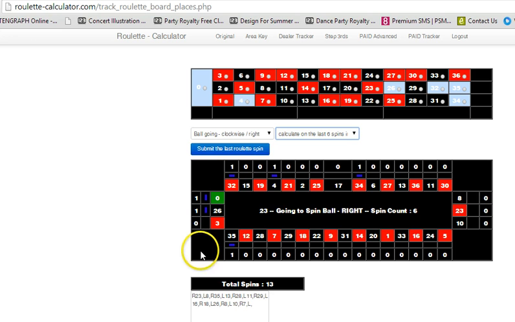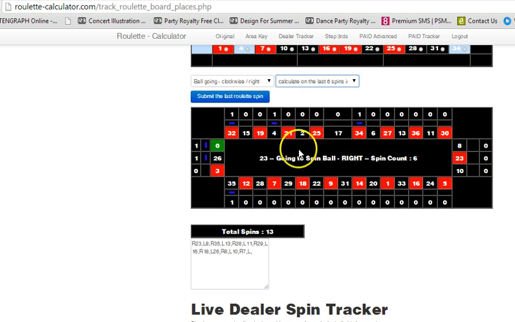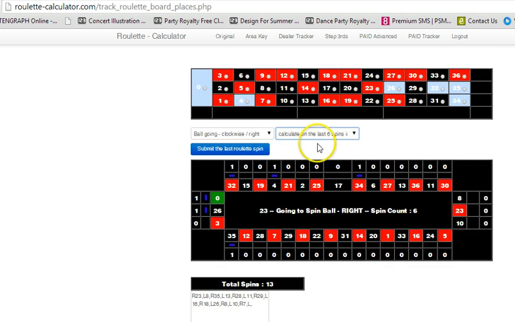And I would say that's probably one of the most effective ways at winning at roulette. And I mix, as I said, dealer tracker with area key, and I have a bit of fun with it really. And that's the key of the game, really, having some fun. So dealer tracker. Anyway, hope you find it useful.